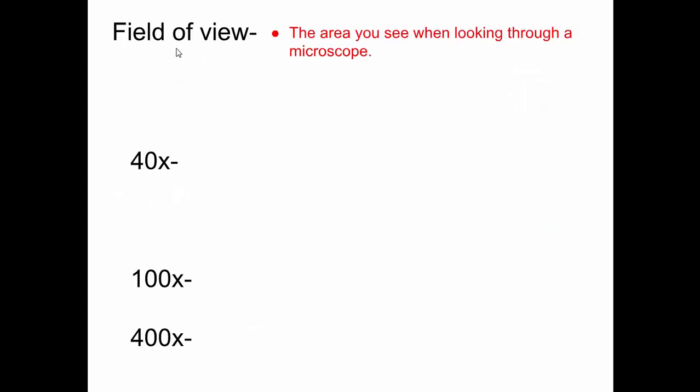Now, there's some terms we use when we're looking in a microscope. We call that circle you see the field of view. The area you see under the microscope is called the field of view, sometimes called field of vision. And as we go up in power, what happens to the amount of area we can see?